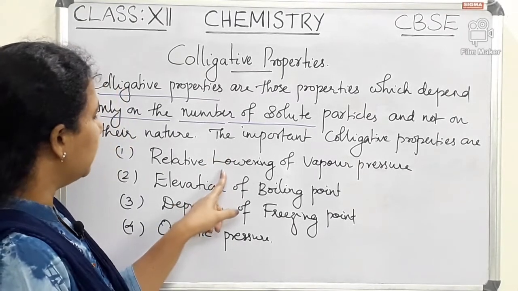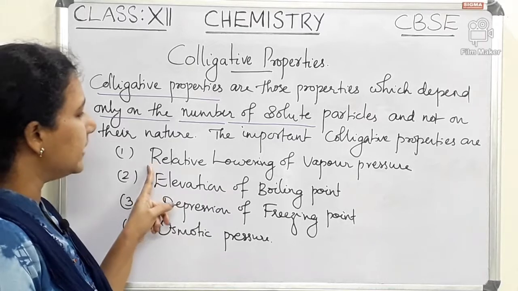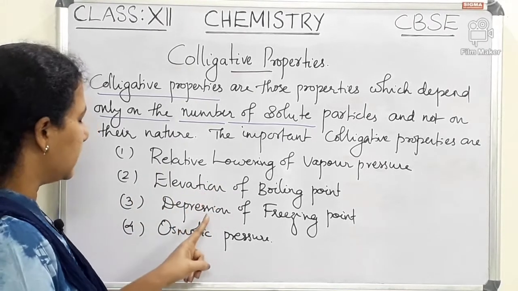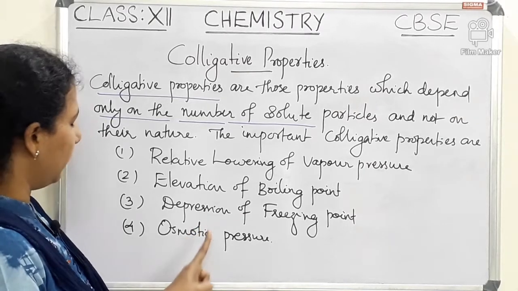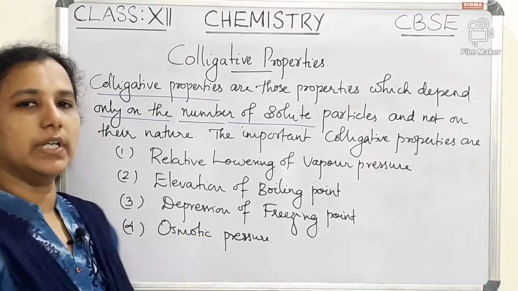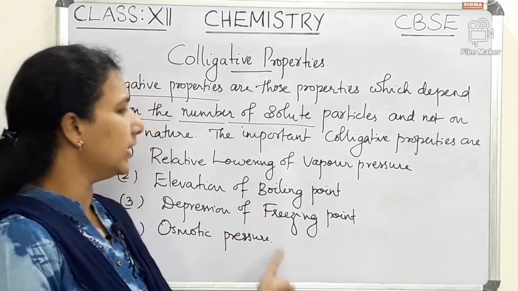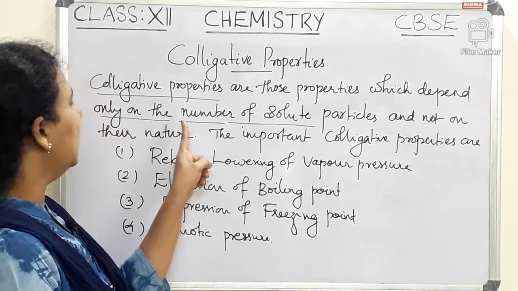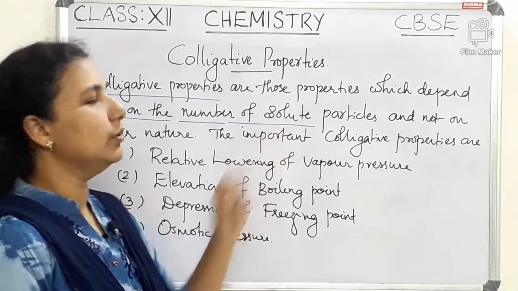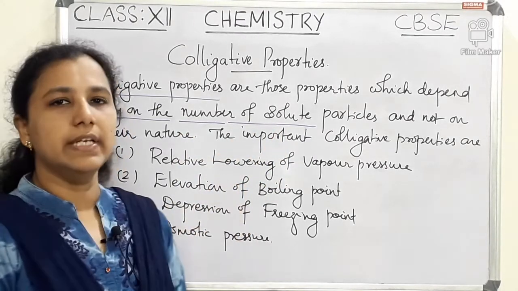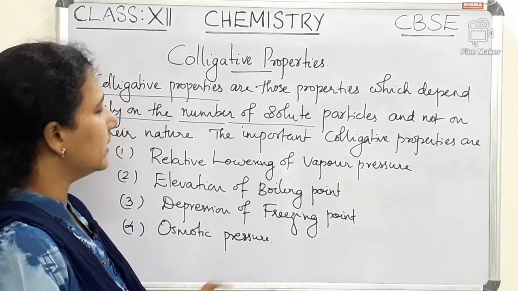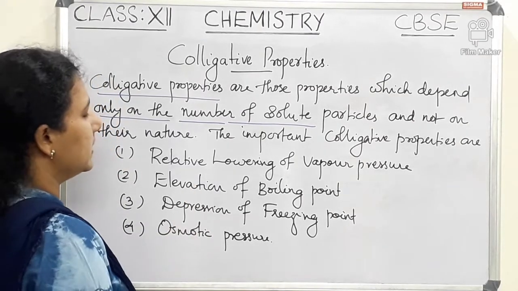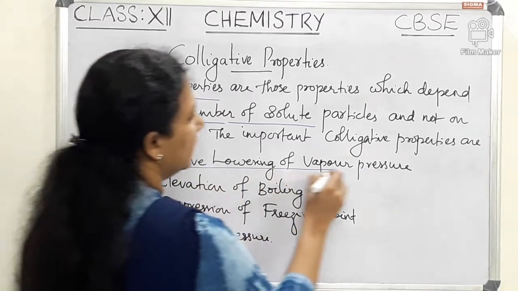The important colligative properties are: the first one is relative lowering of vapor pressure, the second one is elevation of boiling point, the third one is depression of freezing point, and the fourth one is osmotic pressure. So these are the four important colligative properties. These properties depend only on the number of solute particles and not on the nature of the solute particles. That is a peculiarity of colligative properties. First of all, let's see what is relative lowering of vapor pressure.